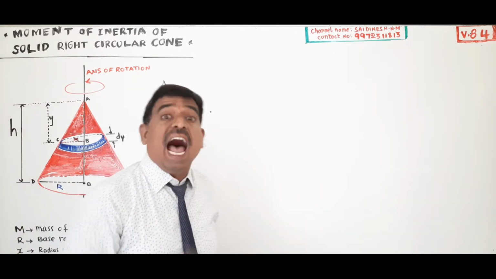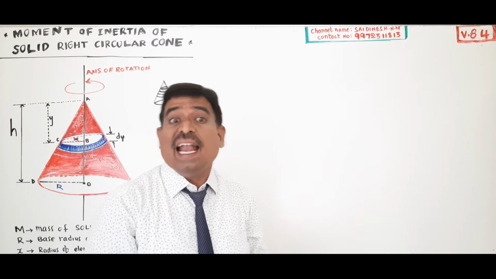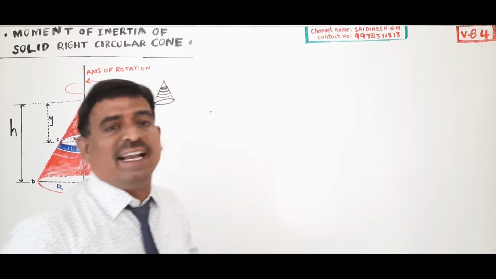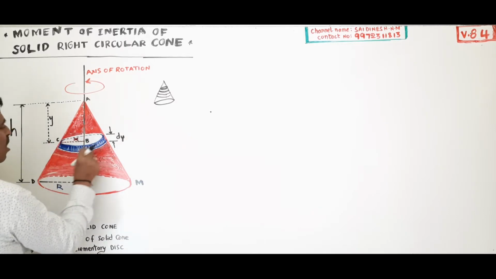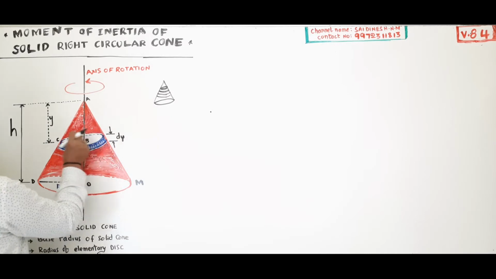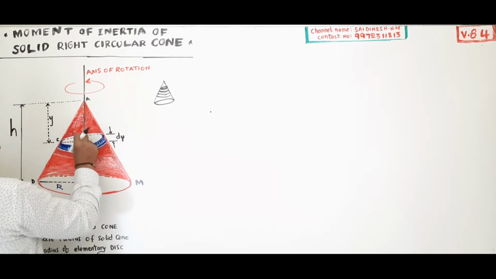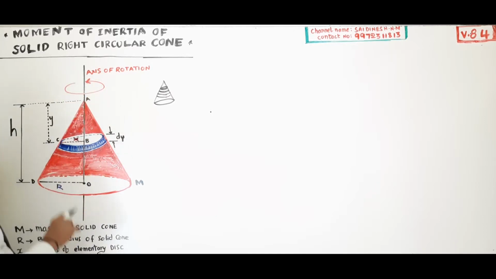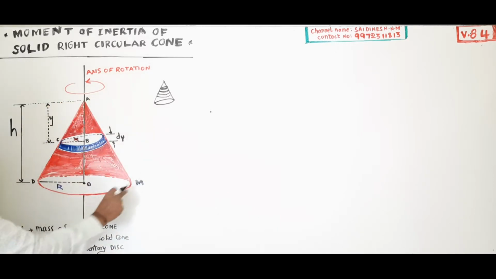First of all, I will find the mass per unit volume. Next, I will find the mass of this elementary circular disc. Next, I will find the moment of inertia of this elementary circular disc about this axis of rotation. Finally, I will calculate the total moment of inertia of this solid circular cone.